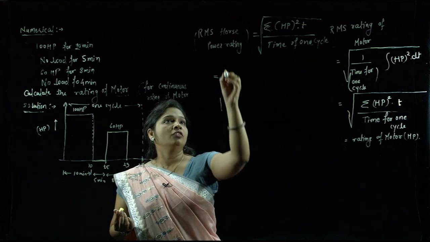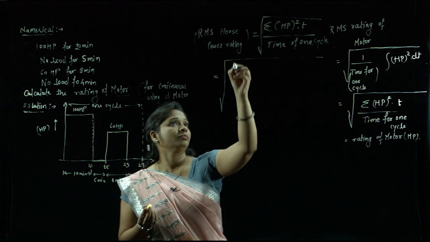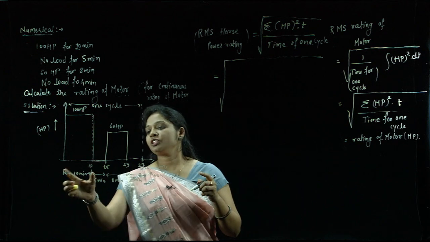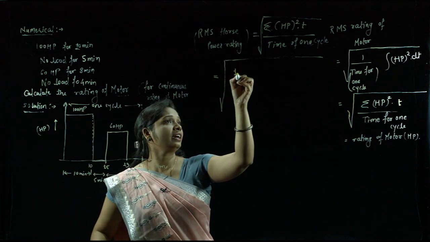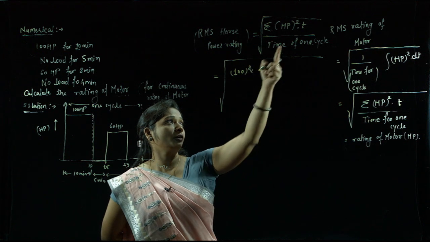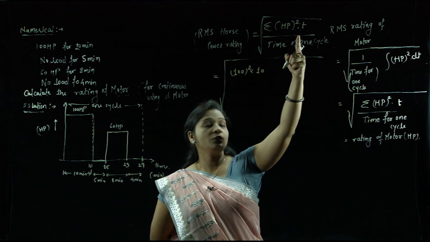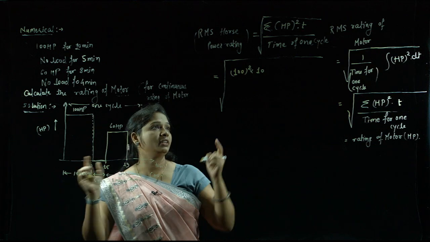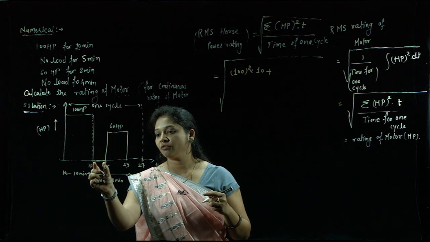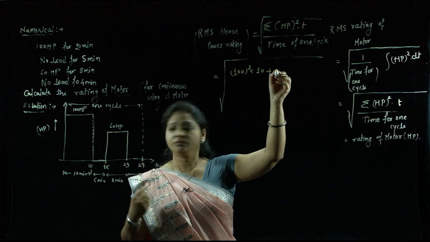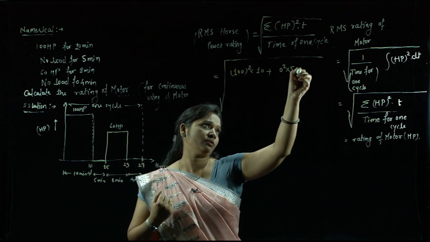So under root of, first I consider the first period, that is 10 minutes at 100 HP. HP square means 100 square, for the period of 10 minutes, so multiply by 10. This is your HP square into time. So 100 square into 10 plus, next, 0 HP. This is a no load period for 5 minutes. So 0 square multiplied with anything, that is 5, has no use.